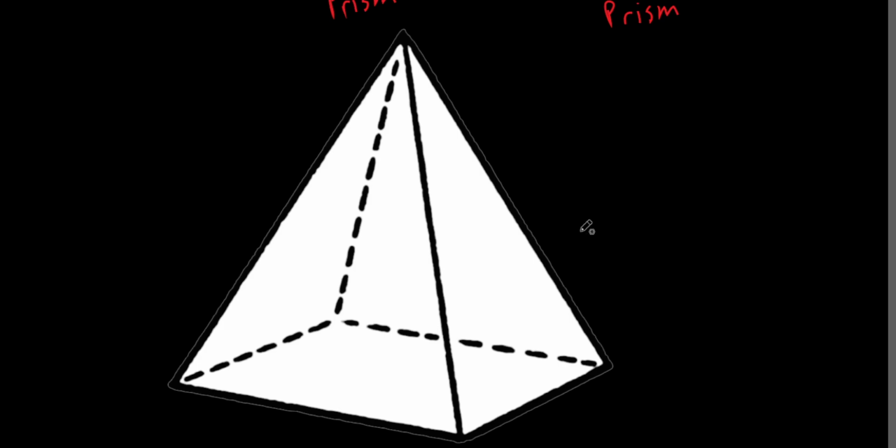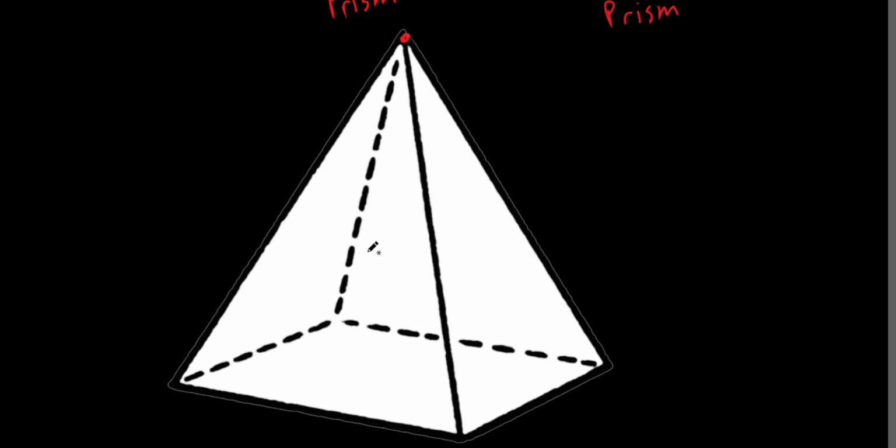Now, what do you think we're going to call this? This is a little different. So this is not a prism. Why not? Because the sides don't go straight up. And look at the base. It only has one base. It doesn't have a second base on top, does it? But it does come to a point, which is a vertex.